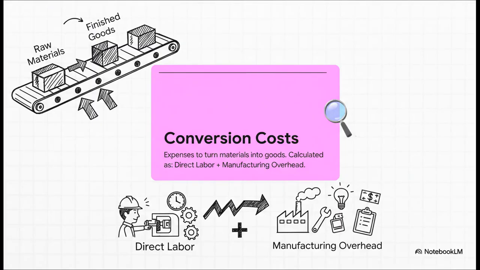So, conversion costs are all the expenses you rack up turning raw materials into finished goods. And the formula here is direct labor plus something new: manufacturing overhead. And wait a second, did you catch that? Direct labor is back again. This time, though, it's teamed up with all those background costs needed to run the factory itself.